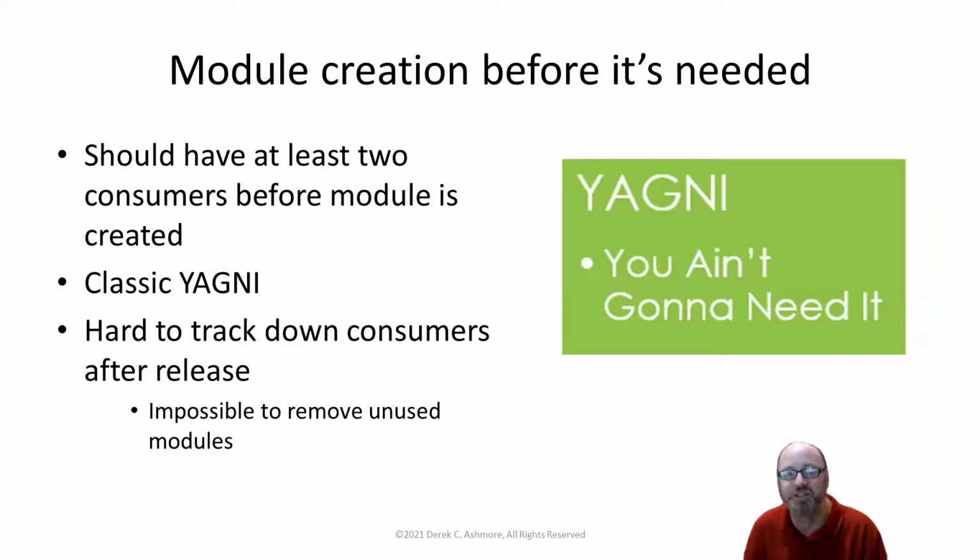You should have at least 2 consumers before a module is created. One of the reasons that my team does this is it's hard to track down consumers after release, particularly if you break modules out into separate repos. What ends up happening is module pollution if you do that.